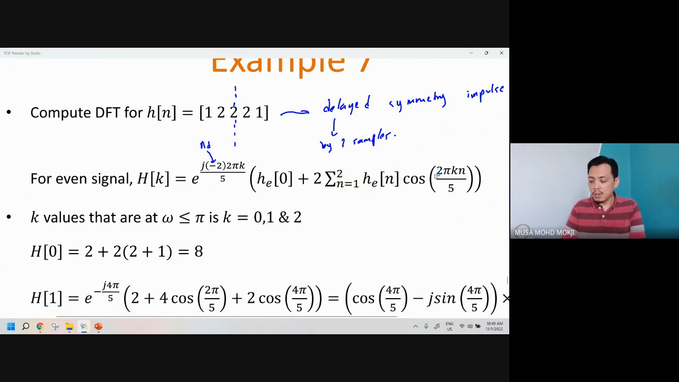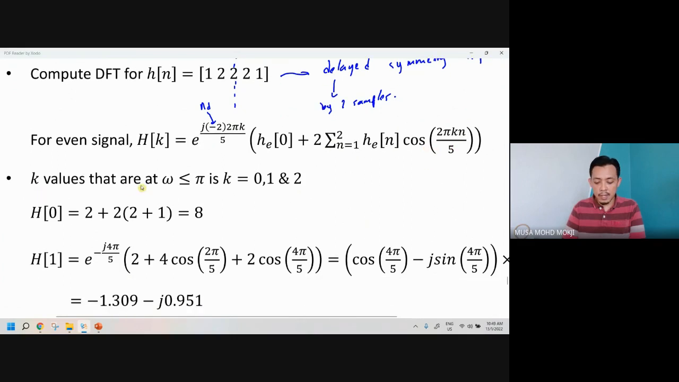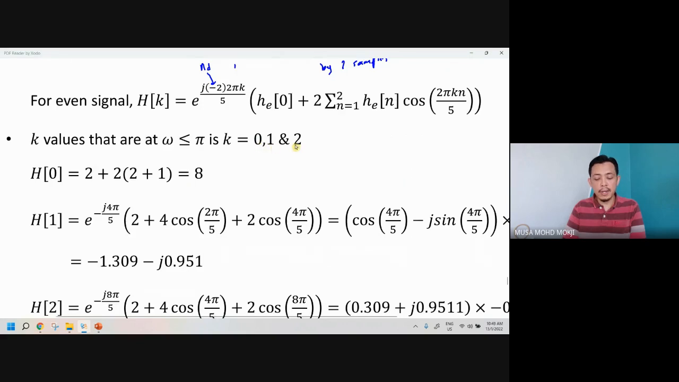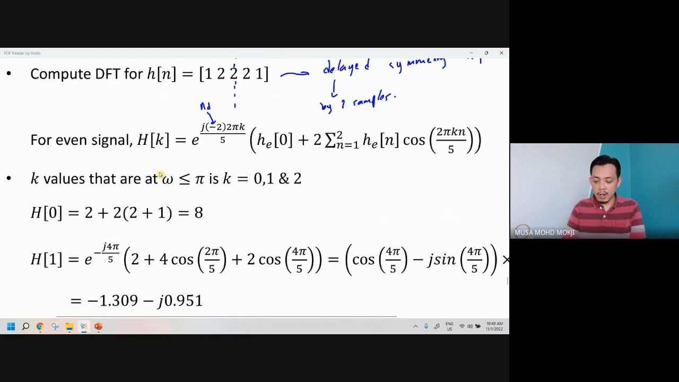So he of n cos 2 pi k n over 5. The k values at omega less than pi are k equals 0, 1, and 2. Why is this? Because we just need to compute half of it, because the other half is just a conjugate. It doesn't need to be computed; you just take the conjugate of the values. So we're going to compute only for 0, 1, and 2. H0, plug in all the values.